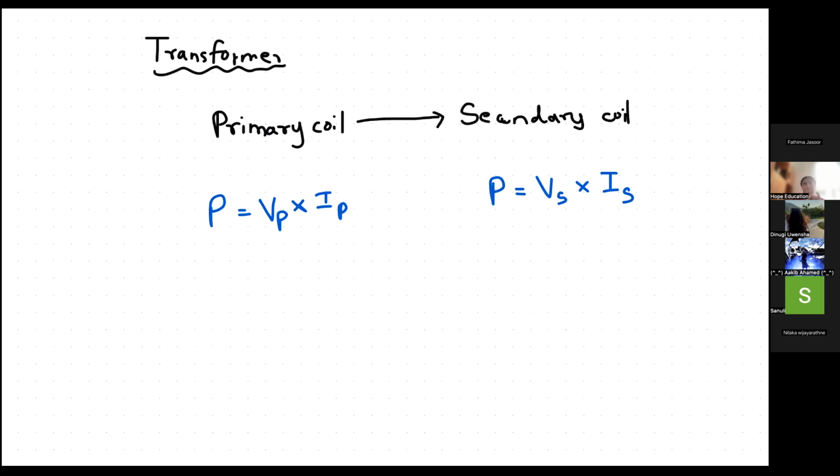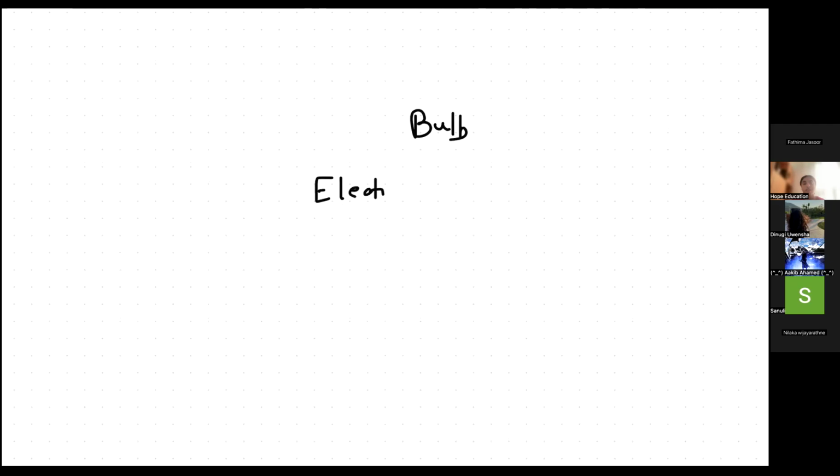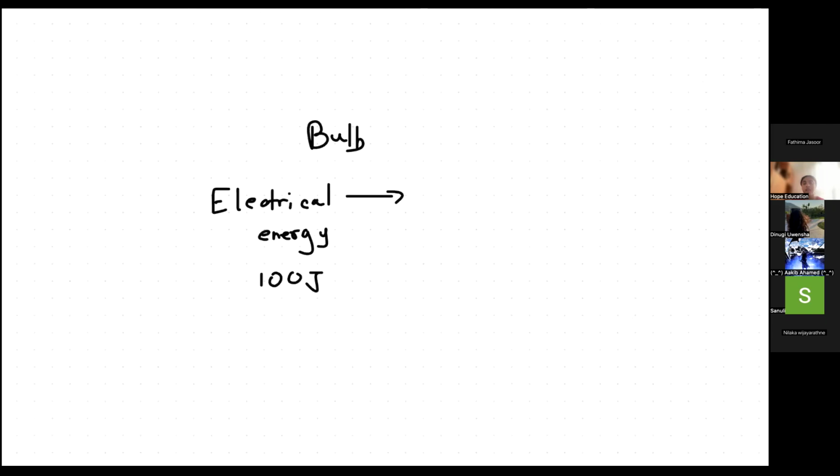Remember, we talked about efficiency in the power and energy lesson. Imagine there is a bulb. You give it 100 joules of electrical energy, and 60 joules of that is converted to light energy. What happens to the remaining 40 joules?